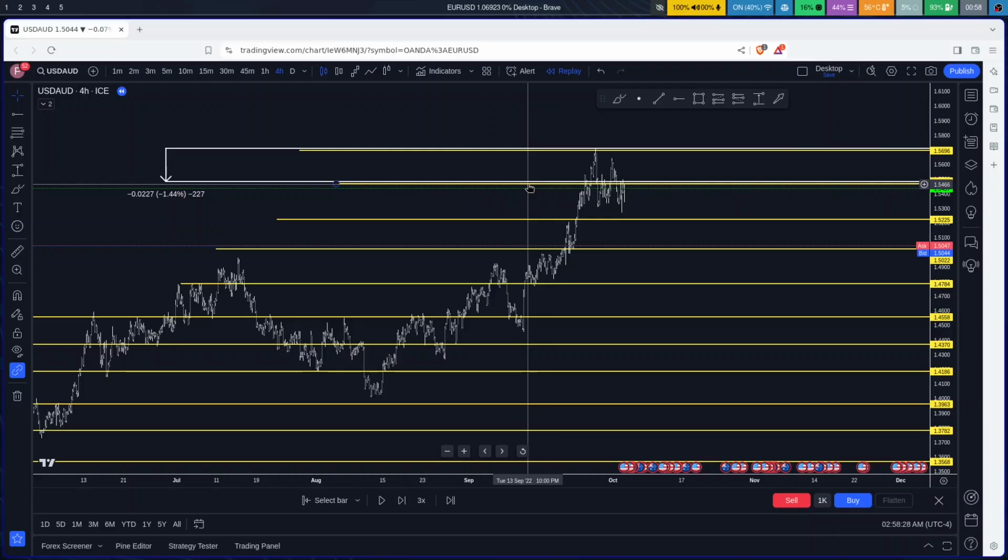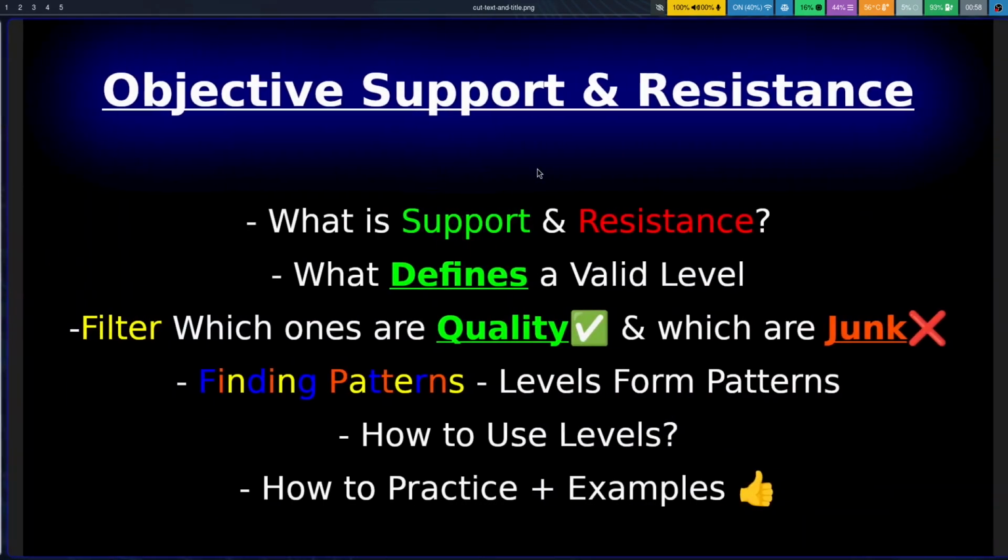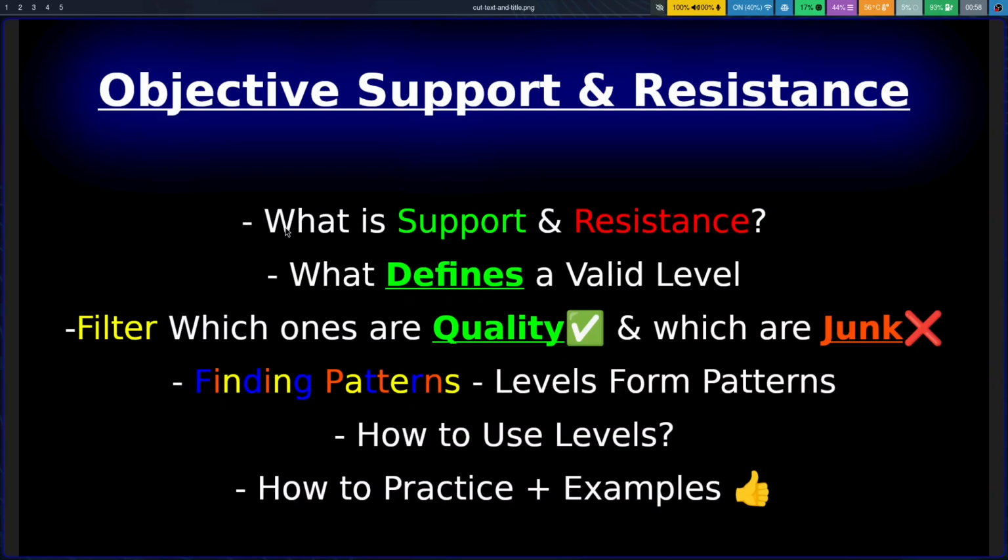So to wrap things up, we'll just go and look. We kind of covered what support and resistance is, what defines a valid level. We know how to filter which ones are quality and which are junk. And this is, like we covered, mostly based on how long you want to hold that trade for. These patterns and ideas that we covered on the hourly, 4 hour, they'll work on the daily, weekly, monthly, all the way down to the 1 minute if you really want to trade that low.